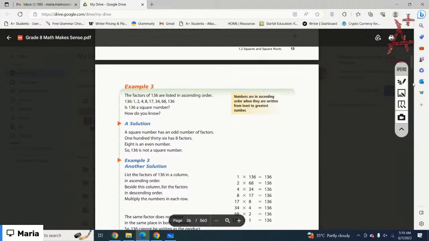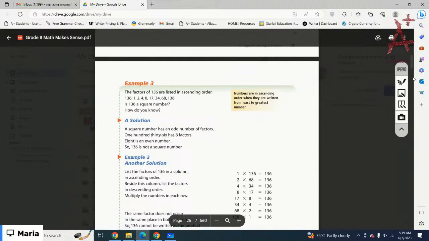Got it? Okay, the other solution is to list the factors of 136 in a column in ascending order. Beside the column, list the factors in descending order. Multiply the numbers in each row. The same factor does not occur in the same place.